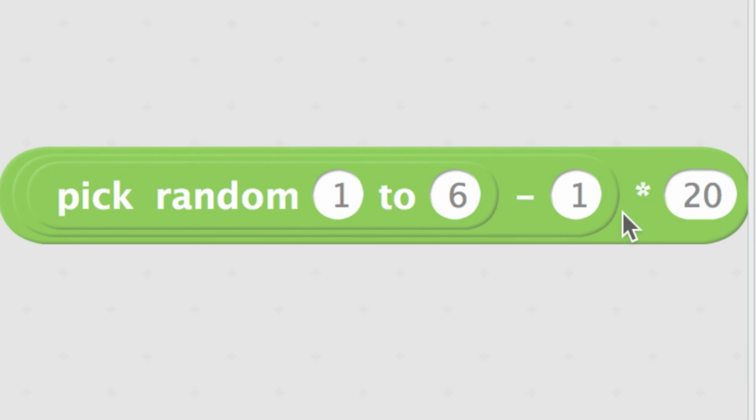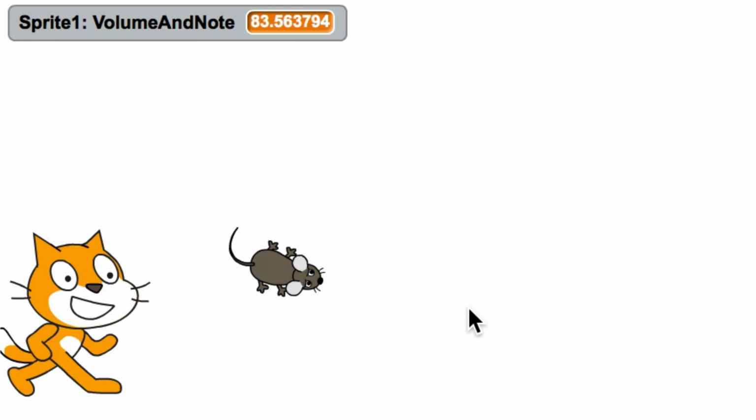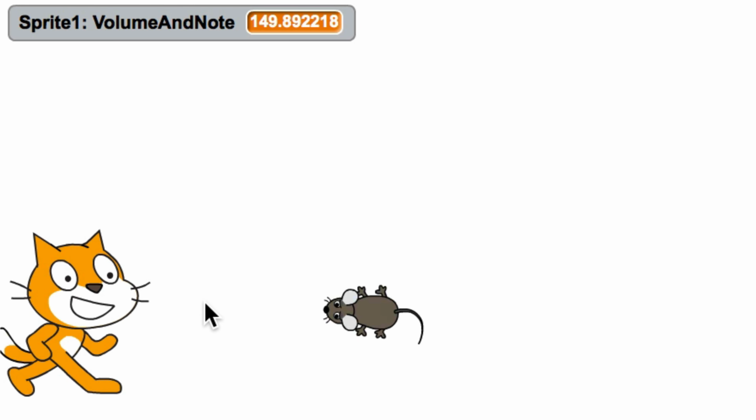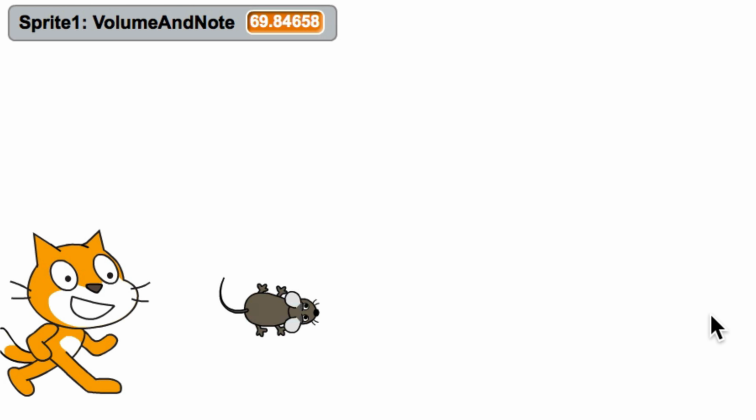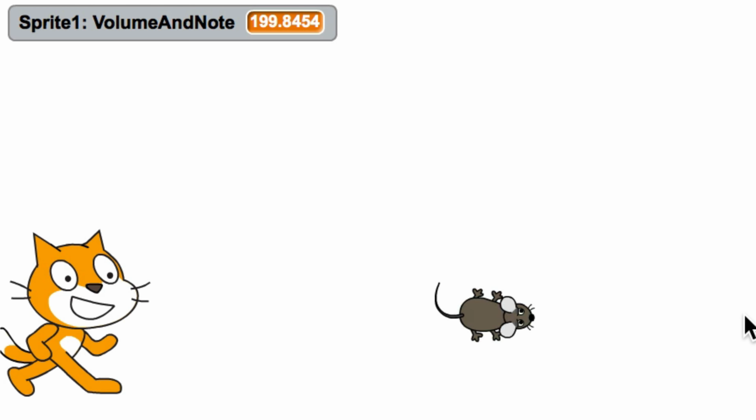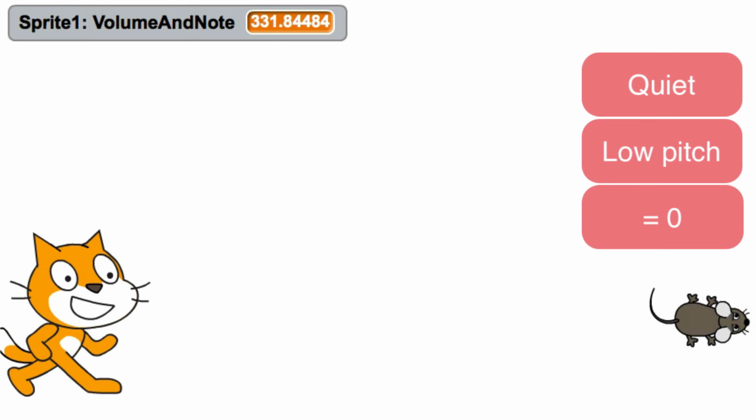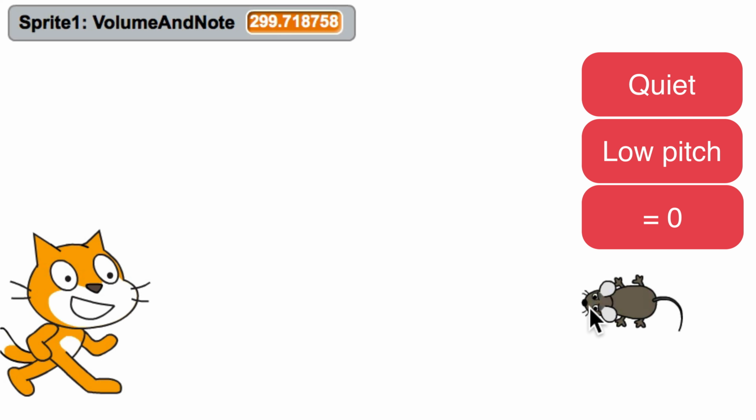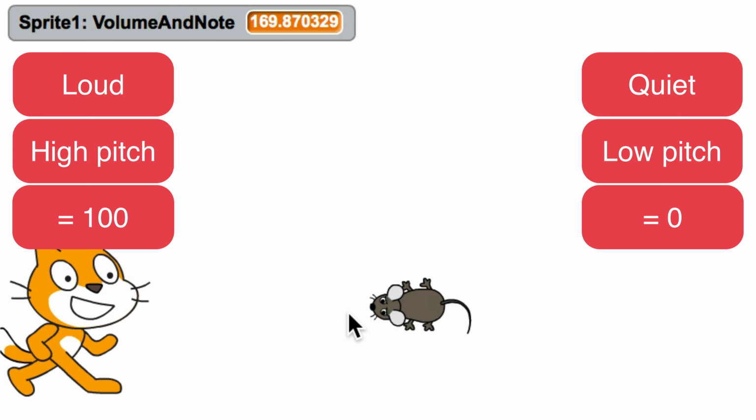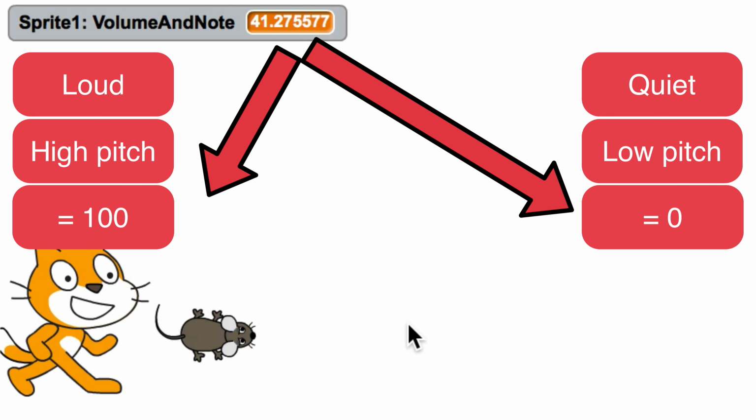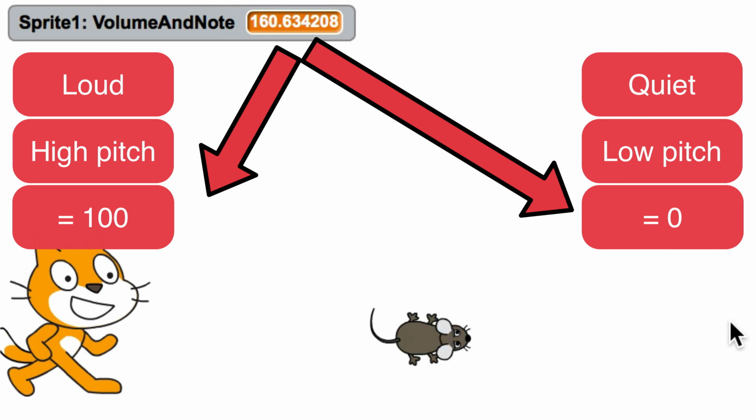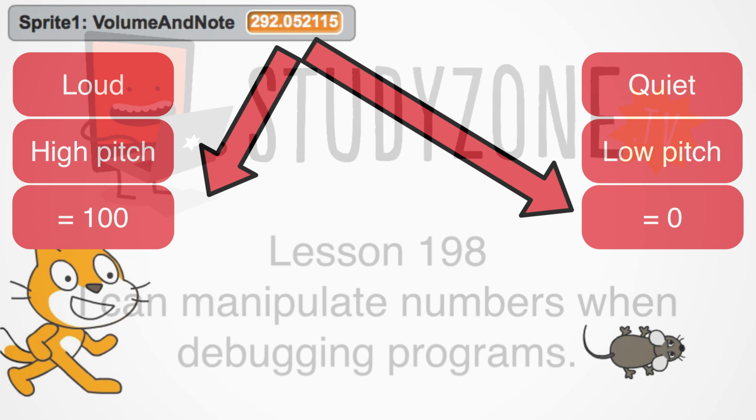Knowing this, I now need you to debug a program that doesn't manipulate these numbers correctly. I've designed a burglar alarm program where my cat should play a higher pitched note at a louder volume as the mouse approaches. When the mouse is far away, the volume should be very low, and when he's very close, it should be very high. Use your debugging skills to work out how to manipulate the numbers, so the volume and the note variable varies between 0 and 100.